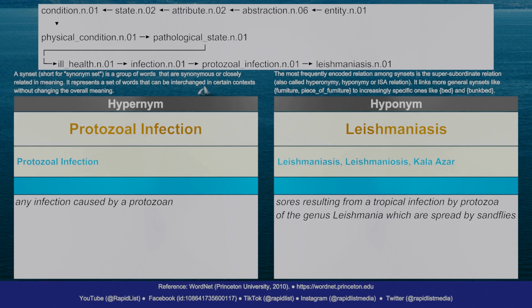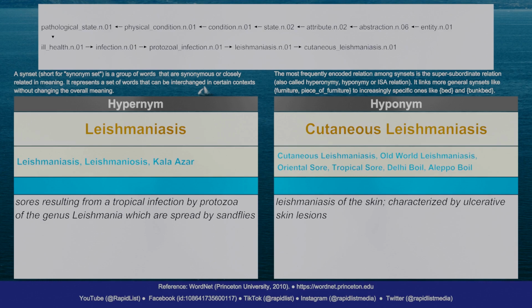Leishmaniasis. Sores resulting from a tropical infection by protozoa of the genus Leishmania, which are spread by sandflies. Cutaneous leishmaniasis. Leishmaniasis of the skin, characterized by ulcerative skin lesions.